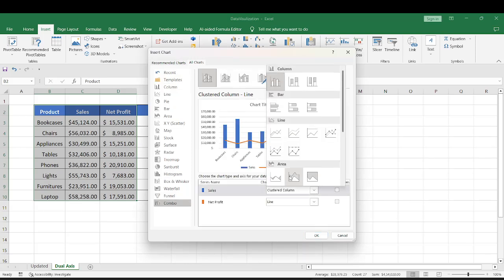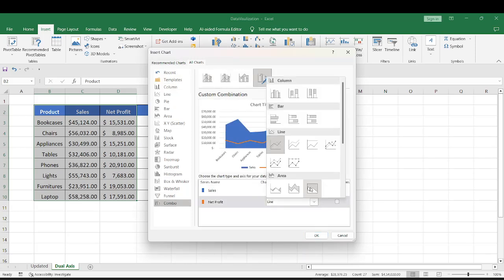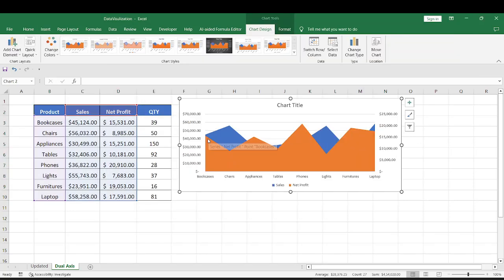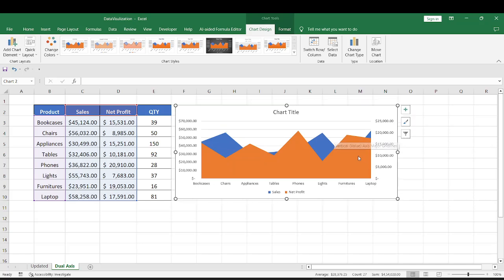Let me select this as my area chart and even this as my area chart, and the net profit I want it to be in my secondary axis. Okay. Here we have the area chart for dual axis. Having the dual axis and the area chart will give us a clear output.